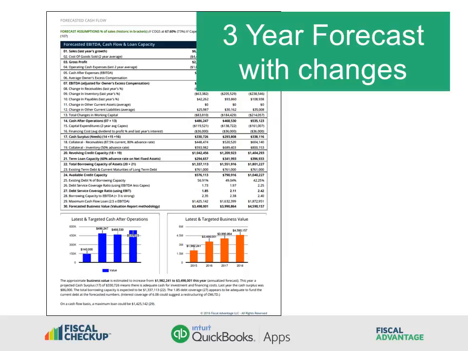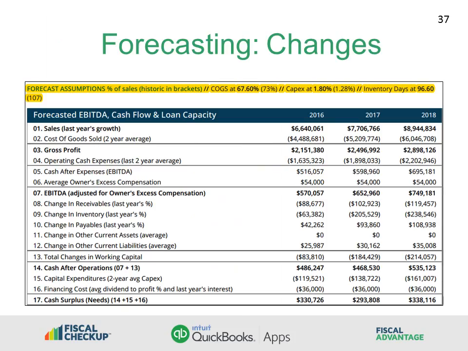Whenever you change parameters for the forecast, above the top of the forecast table, it specifies the changes that have been made. In this example, the cost of goods sold has been reduced to 67.6% from the company trend of 73%. The capital expenditure budget has actually been increased to 1.8% from the company trend of 1.28%. And the inventory days have been reduced to 96.6 days from the company trend of 107 days.